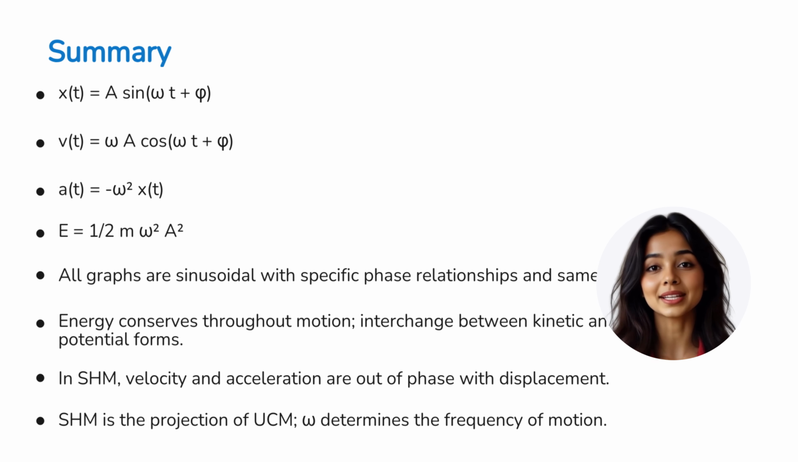Remember, SHM is essentially the projection of uniform circular motion on a diameter, with omega determining how fast the system oscillates. Velocity and acceleration are always out of phase with displacement, creating that elegant rhythm in the motion. Energy continuously swaps between kinetic and potential forms, but the total remains a steadfast constant. And visually, displacement, velocity, and acceleration graphs are all sinusoidal waves with specific phase relations and equal periods.